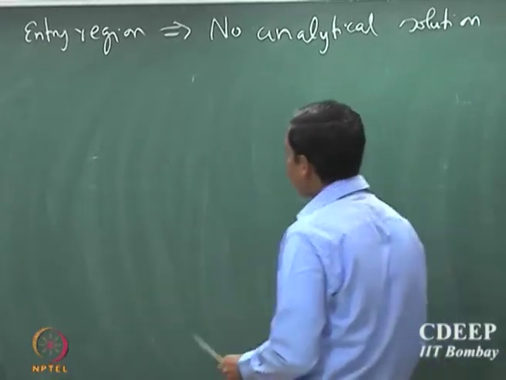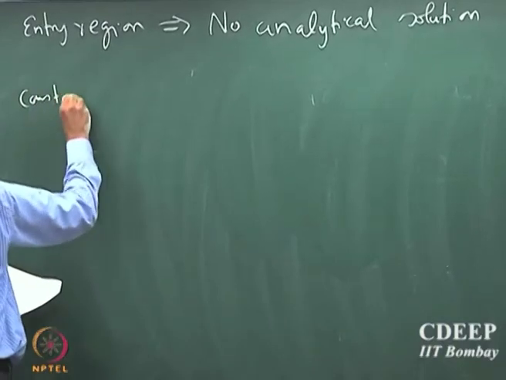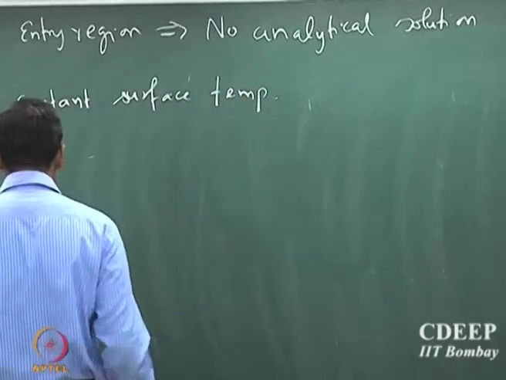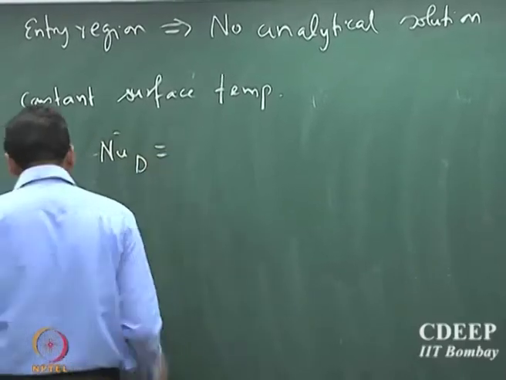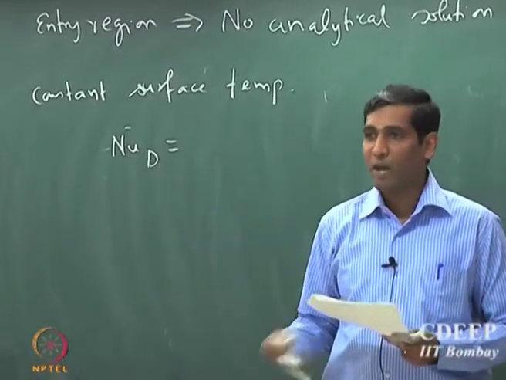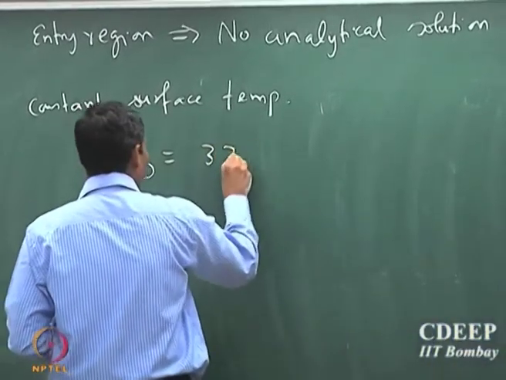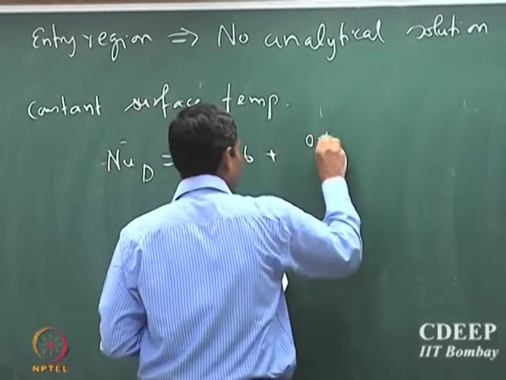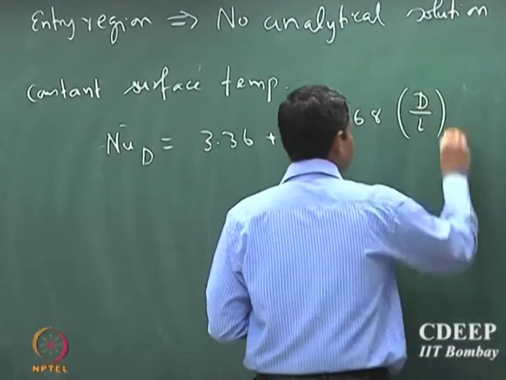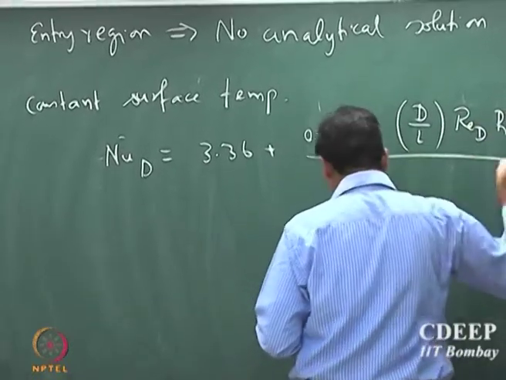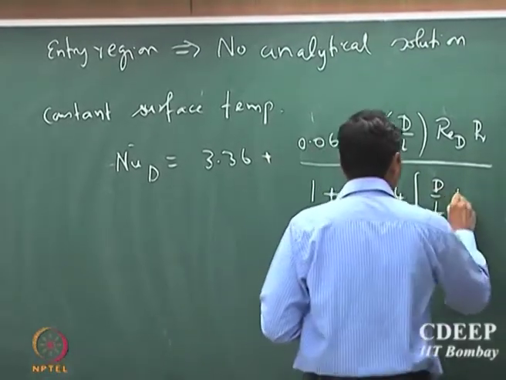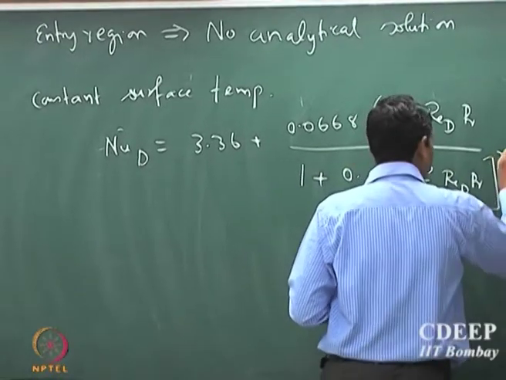And so if it is a constant surface temperature case, the correlation to find out the Nusselt number, again this is average Nusselt number, it has been found based on experiments, empirical correlations, and so that will be 3.66 plus 0.0668 (D by L) Re_D Prandtl number divided by 1 plus 0.04 into [(D by L) Re_D Prandtl number] to the power of 2 by 3.